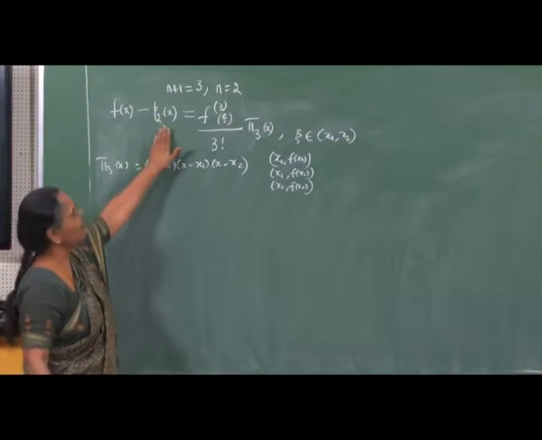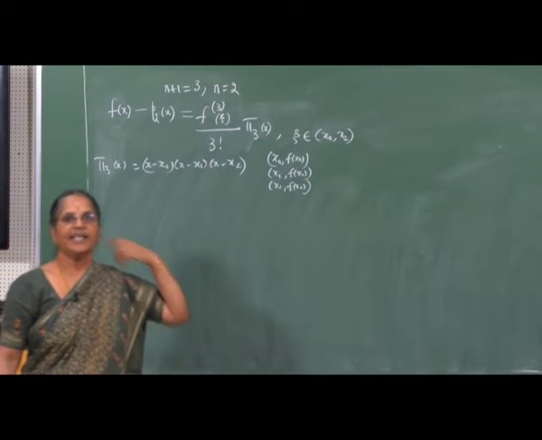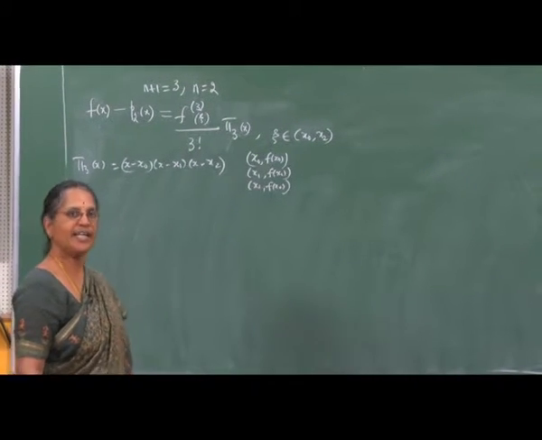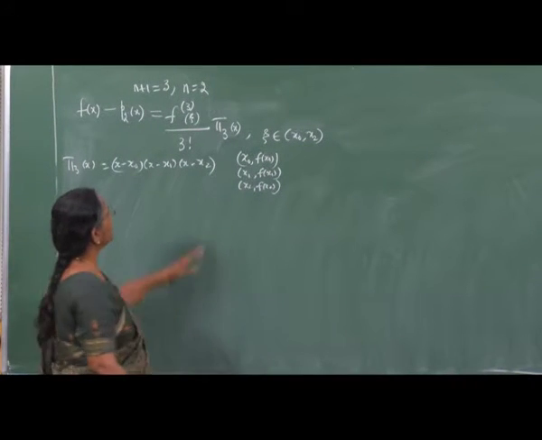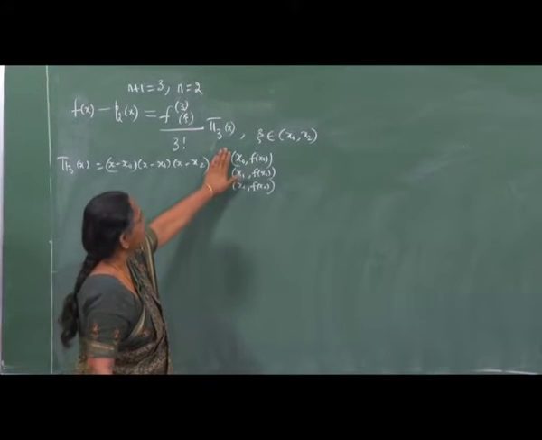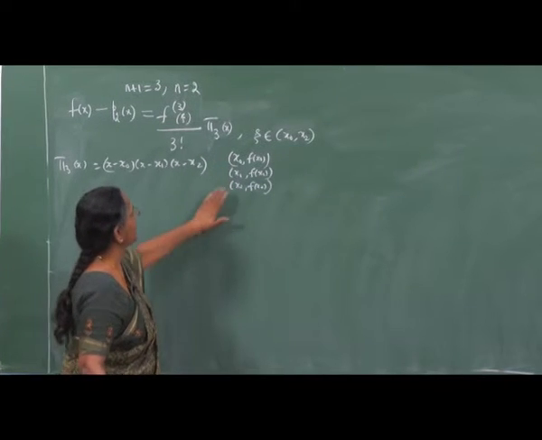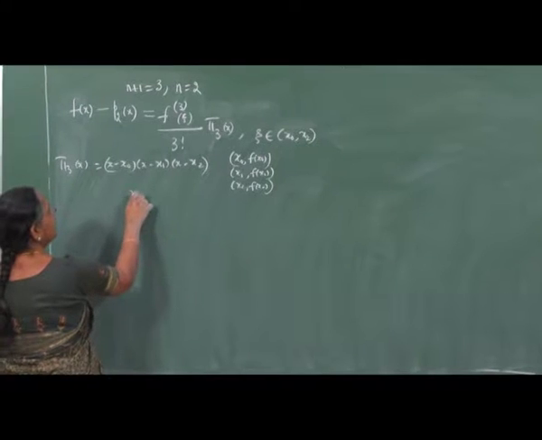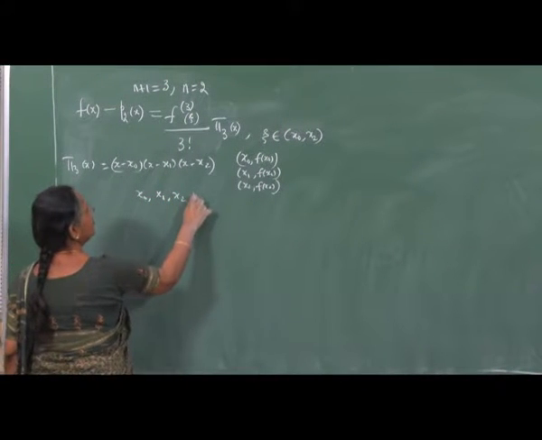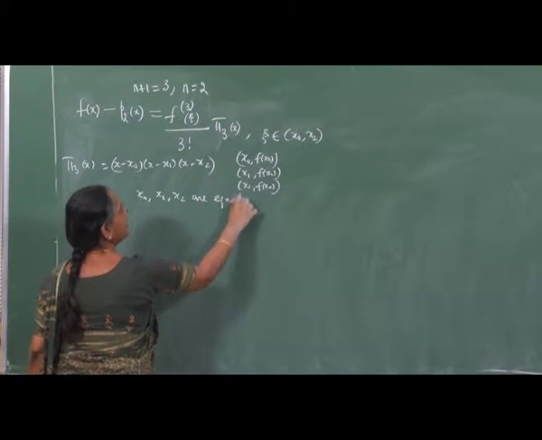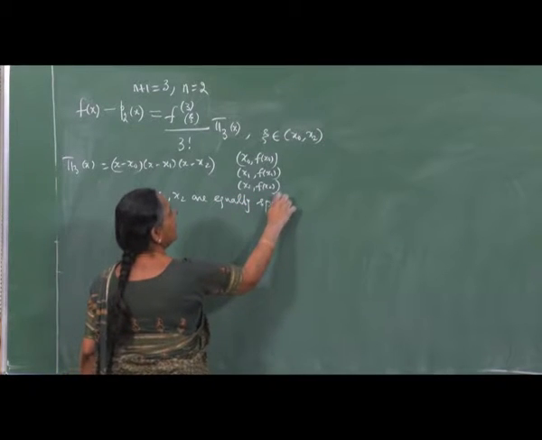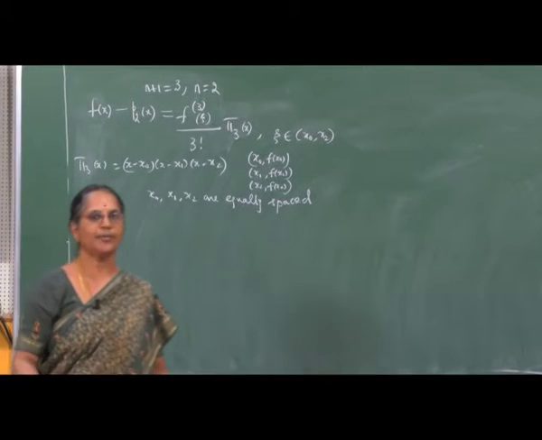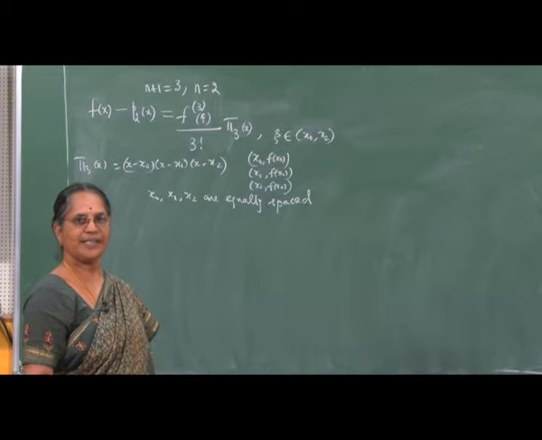And what is p2 of x? p2 of x is the quadratic Lagrange interpolating polynomial that interpolates the function at the set of discrete points x naught, x1, x2. And what do you know about x naught, x1, x2? x naught, x1, x2 are equally spaced. So, we are determining the error bound in case the interpolation points are equally spaced.